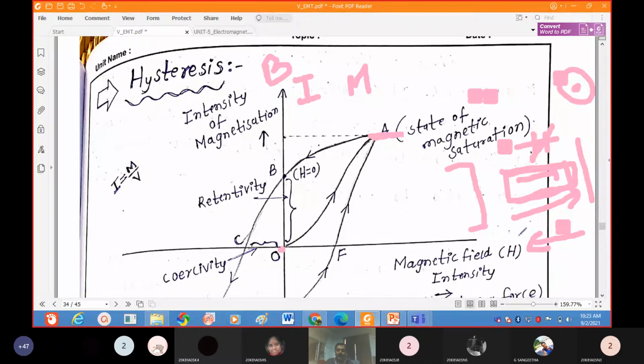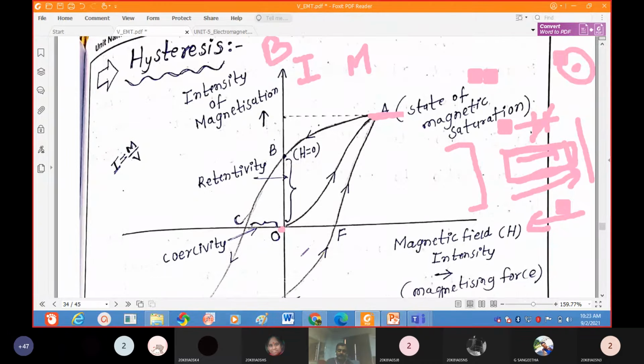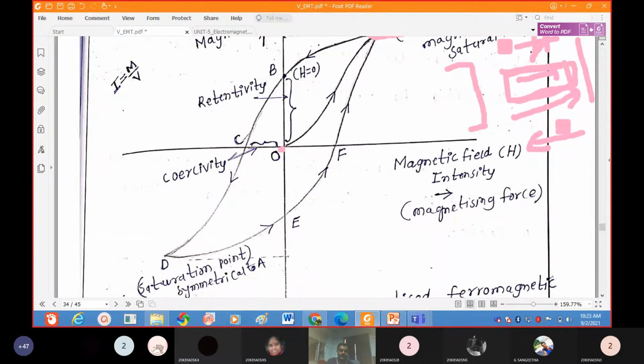Now if you increase the H value further, the B value increases and reaches the maximum value. After that, if you increase the H value further, the B value does not increase. That means it becomes saturated. The B value becomes constant.